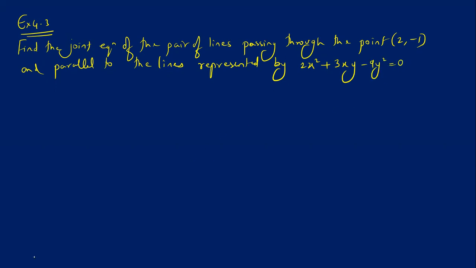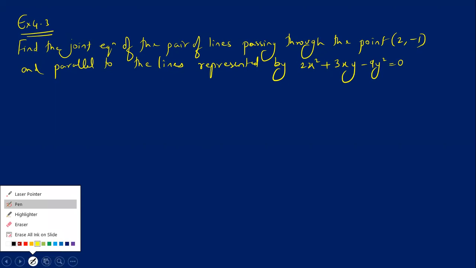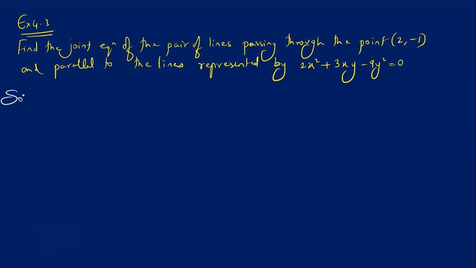Now let's see how we go about it. First of all, let's see what the question is. To find the joint equation of a pair of lines. One joint equation is already given to you, and they are asking for a different, second one. So how do I go about it? What exactly does the question say? I'll try to explain.